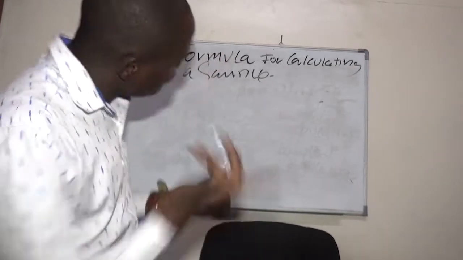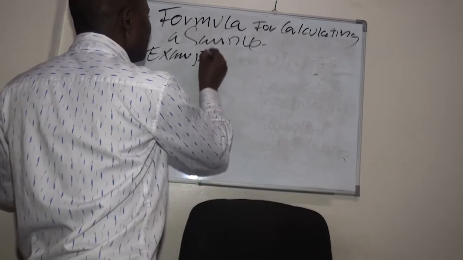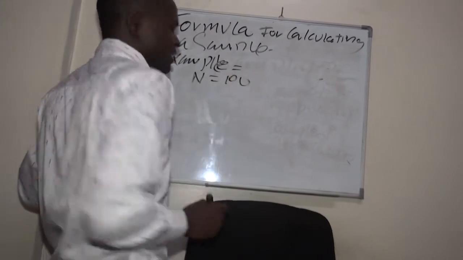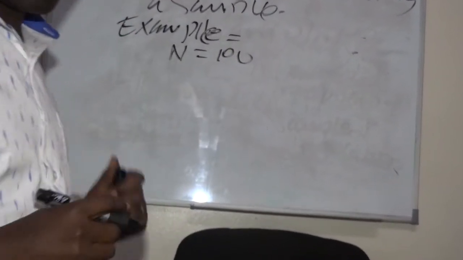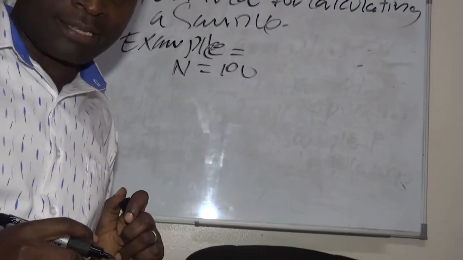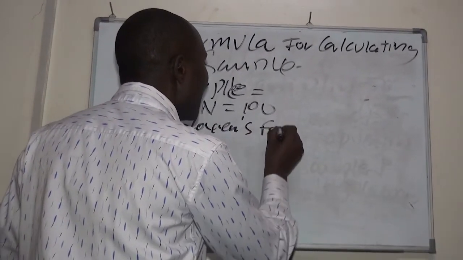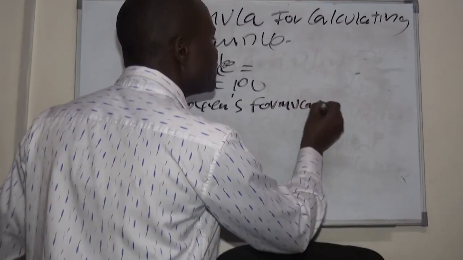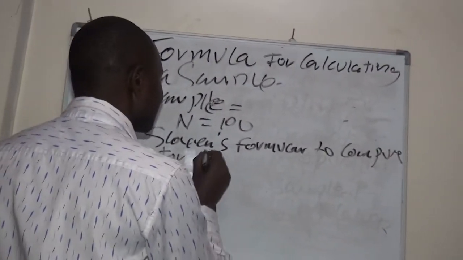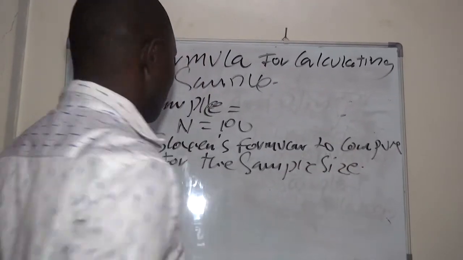Now, assume an example. Assume the population N is equal to 100. Then they ask you to use Slovin's formula to compute the sample size.